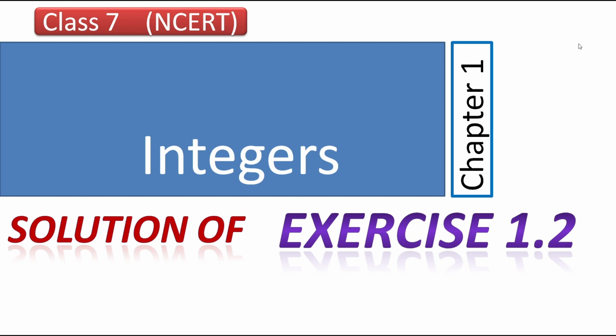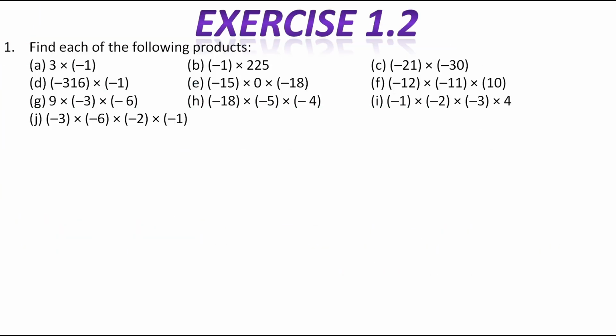Hello everyone. Today we are going to solve exercise 1.2 from the textbook of CBSE board NCERT mathematics of grade 7. It is the exercise from chapter 1, Integers. Okay, so let's solve. Here this is the first question. Find each of the following products.